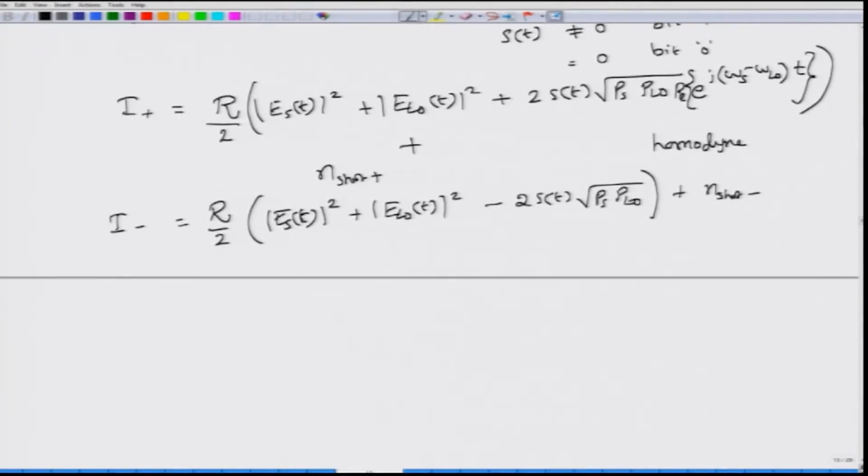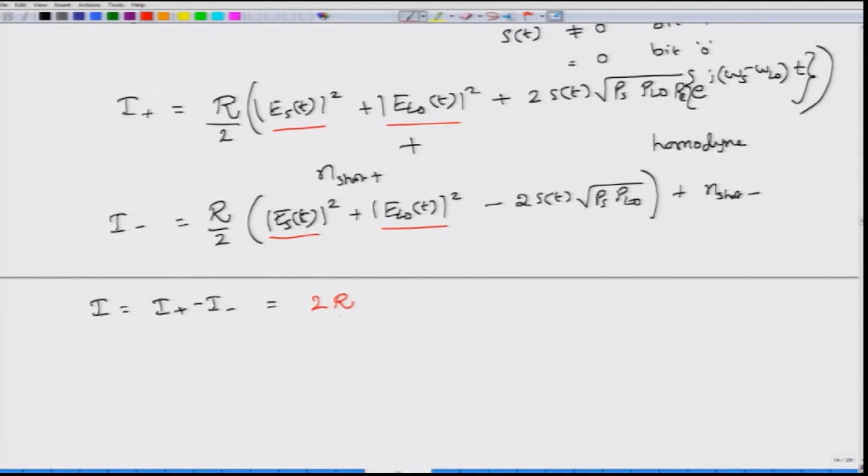The total photocurrent that you are looking at will be the difference between I plus and I minus, and you can easily see that when you take a difference like this, these terms are going to cancel with each other. This ELO of t square is going to cancel with this ELO of t square. So, what you get in turn is 2 minus of minus 2 becomes a plus 2, therefore, this becomes 4 times S of t. There is an amplitude factor out there. There is an R by 2 here, therefore, R by 2 into 4, eventually what you get is 2 times R.